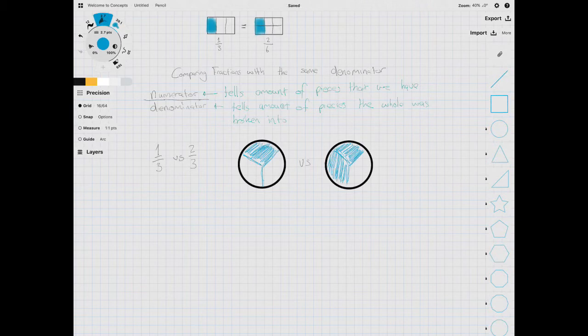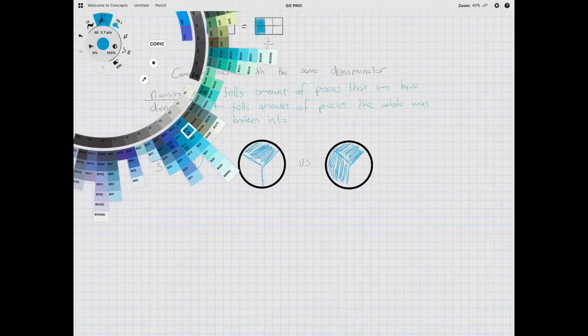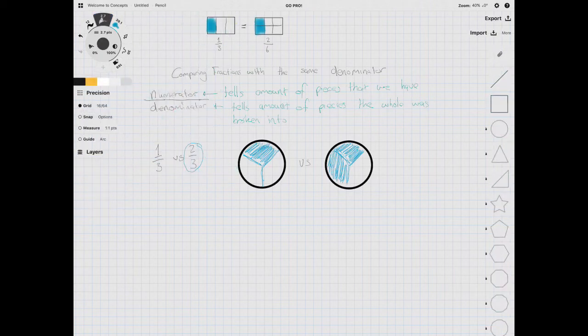Now, just by looking at that, we can see which one of these fractions is bigger, 1/3 or 2/3? Well, it's quite clear that 2/3 is the bigger amount. And that leads us to a rule when we are comparing fractions with the same denominator: if they're broken up into the same size pieces, obviously the one with more pieces of the same size will be bigger. So 2/3 is going to be the bigger fraction.